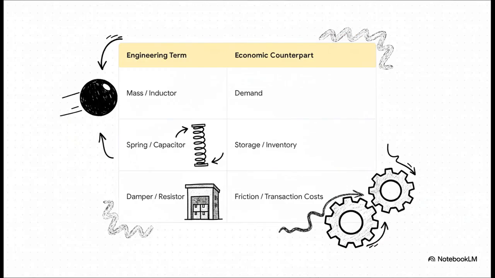Well, it all starts with this kind of translation dictionary. And honestly, the parallels are incredibly intuitive once you see them. In physics, mass has inertia. It wants to keep moving. In economics, demand has momentum. A spring in engineering stores and releases energy, right? Well, that's exactly what inventory does with goods. And a damper, or a resistor, that creates friction, which is a perfect stand-in for transaction costs in any market.